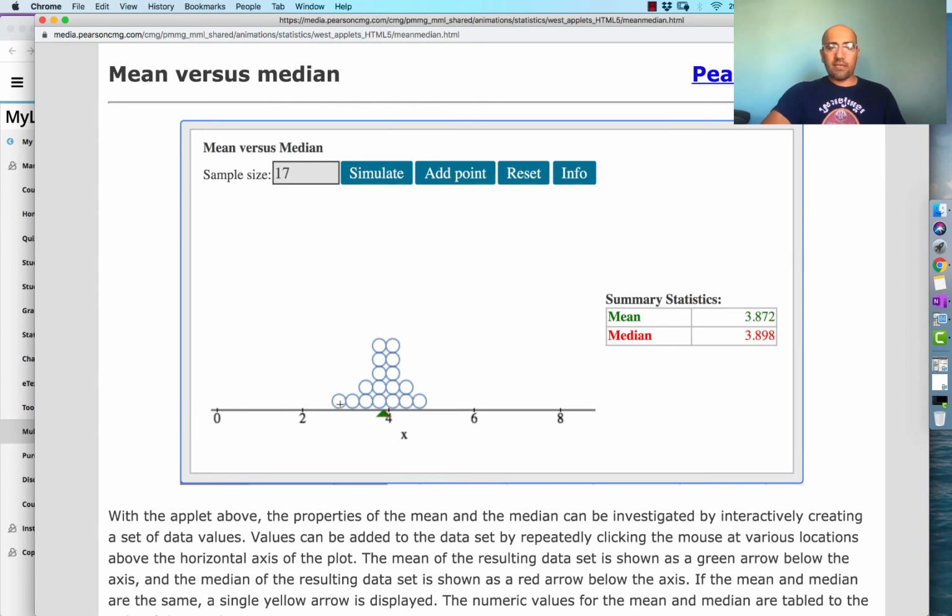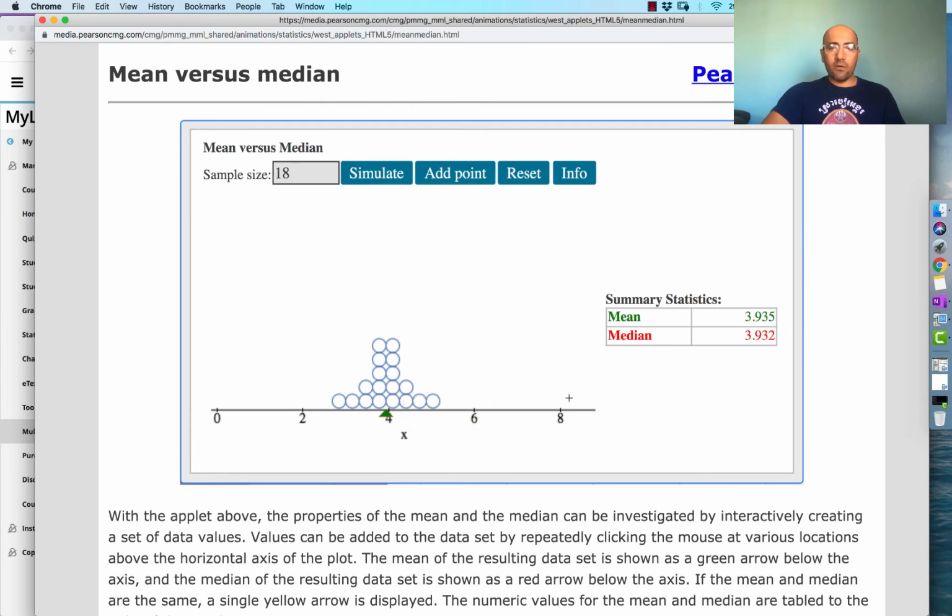If we toss in an extra one over here, now it's going to be off a little bit, right? That one extra number there changes the mean from the median, but if we put it over there, we should go back to being the same. And it's a little off, just a tiny little bit because of a computer error here.